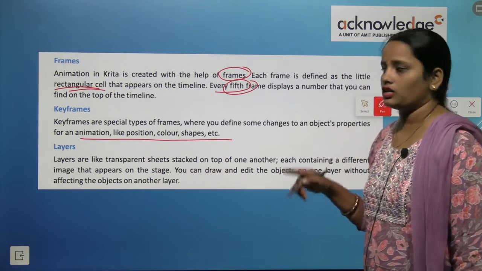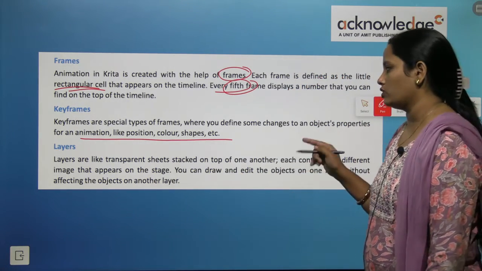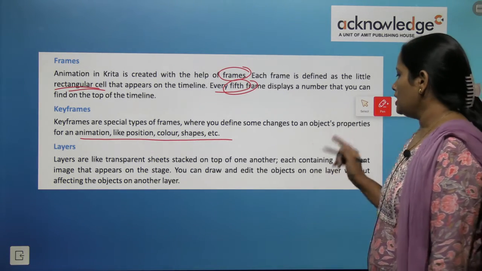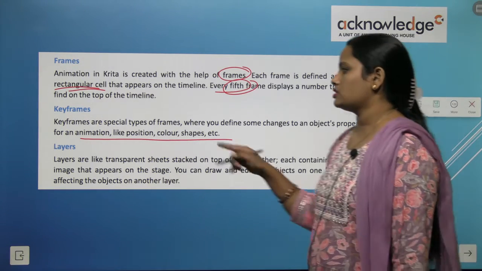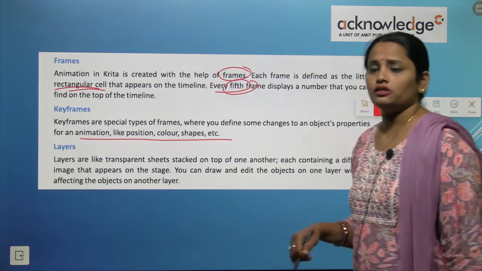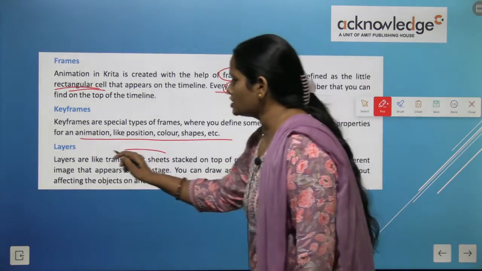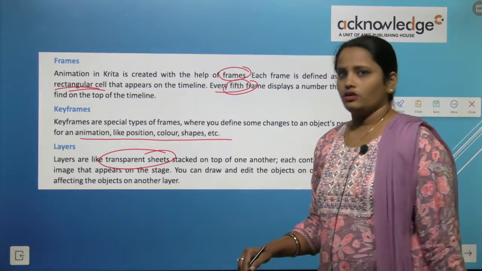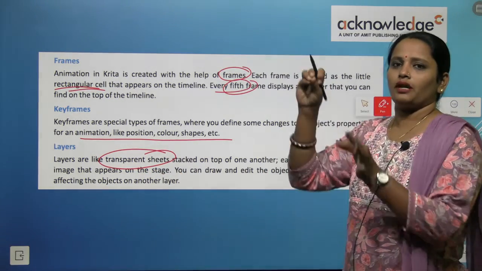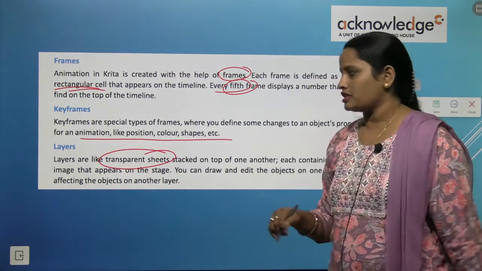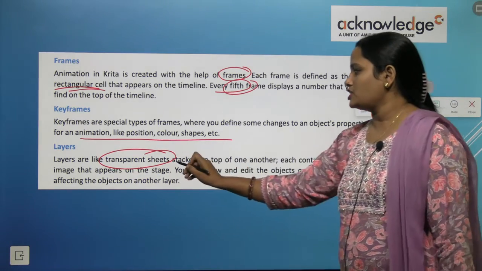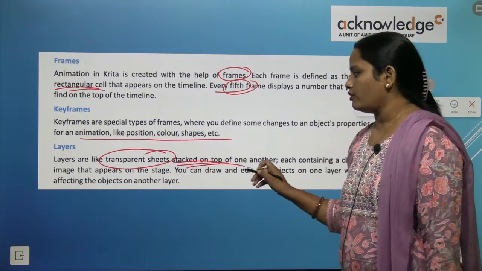Next comes the layers. Layers are like transparent sheets stacked on top of one another, each containing a different image that appears on the stage. So what are layers? These are transparent sheets. Okay, transparent means something you can see through, that is called a transparent sheet. So these are stacked on top of one another.